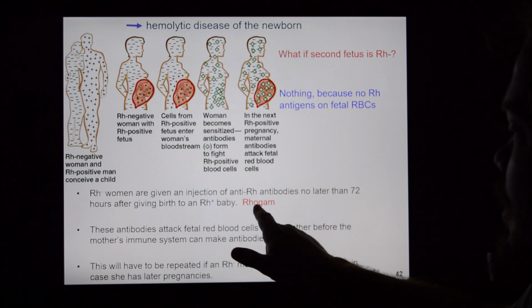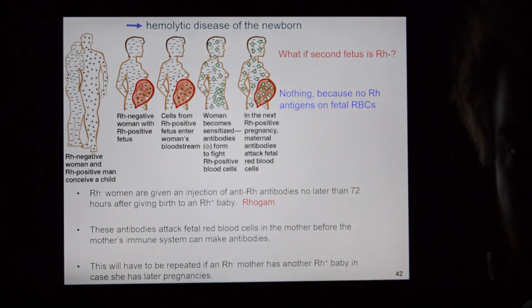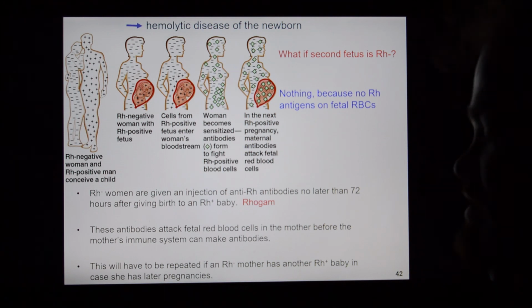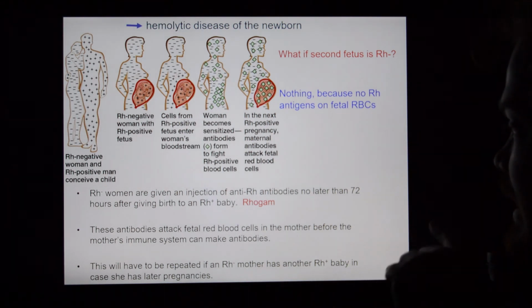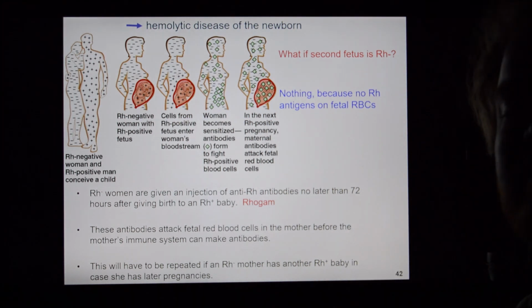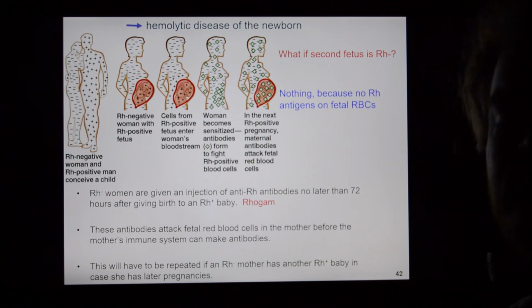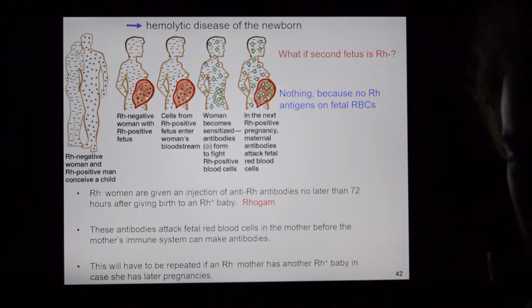they give mom a shot called Rogam. Rogam destroys rhesus positive blood. So if there's any rhesus positive blood that gets from the baby, this first child, into mom, Rogam basically will attach and destroy that rhesus positive blood. What it does is it prevents mom's immune system from picking up the rhesus positive blood and developing antibodies against it.